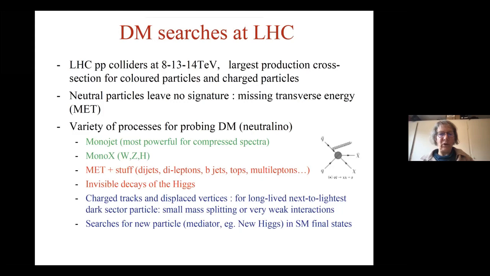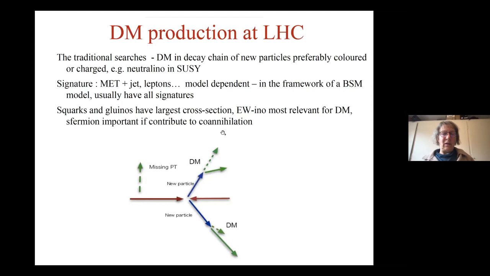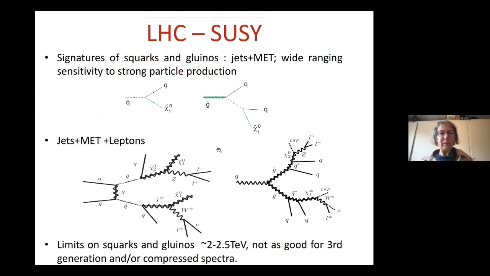Okay, this is what I just said in this transparency. This is the typical traditional search for dark matter at the LHC, where you produce a new particle, typically colored or charged, and it decays eventually into dark matter. So examples are searches for squarks, which will decay into a quark and a neutralino. Gluinos will decay into quarks and one neutralino, as well as more complicated decays, for example, a long chain decay, but eventually there will always be missing transverse energy corresponding to the neutralino, even if the decay goes into several steps.